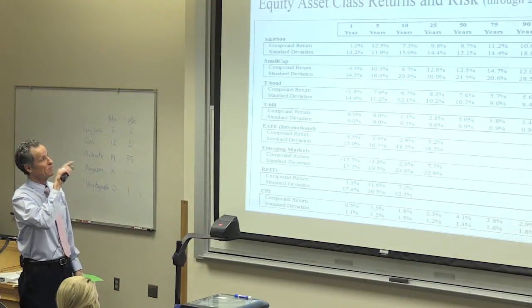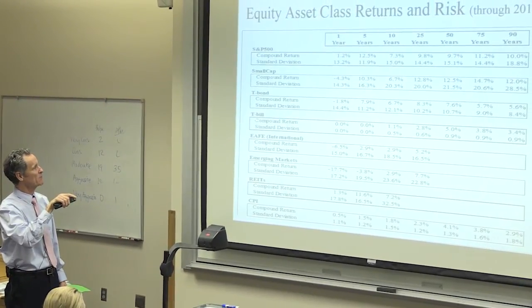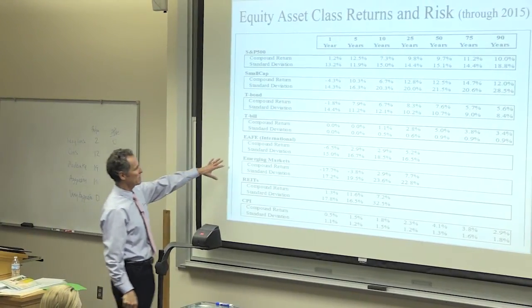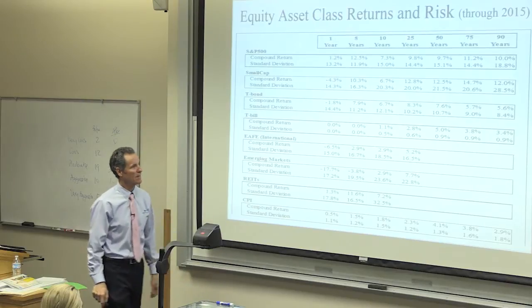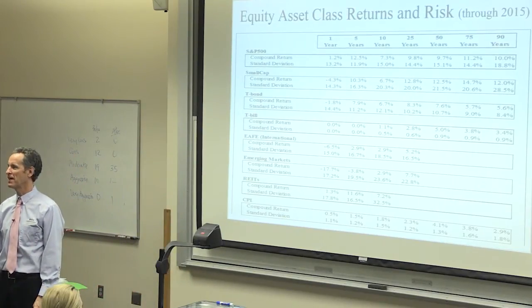Here's actually returns and risks through 2015. Large cap, small cap, treasury bonds, treasury bills. Here's international, emerging markets, REITs, and inflation. What do you notice generally over long periods of time? Have the returns been good?